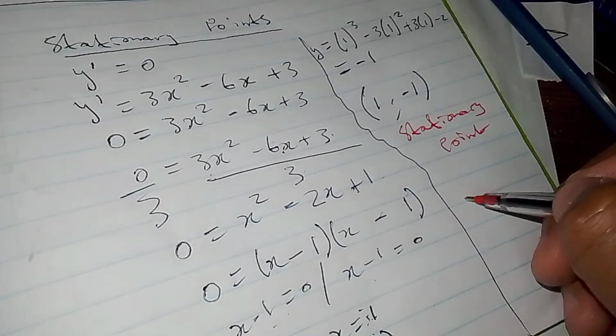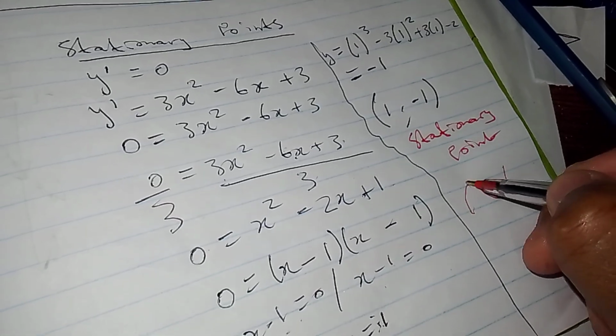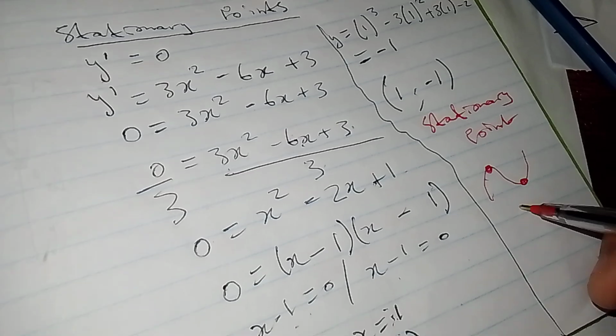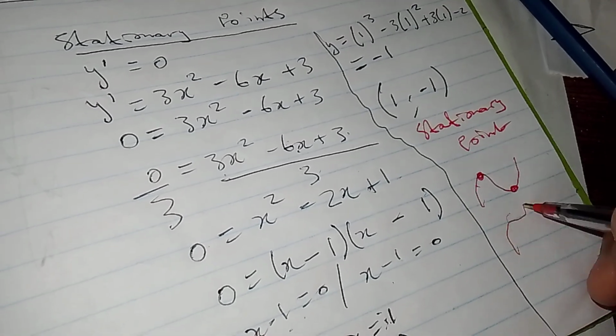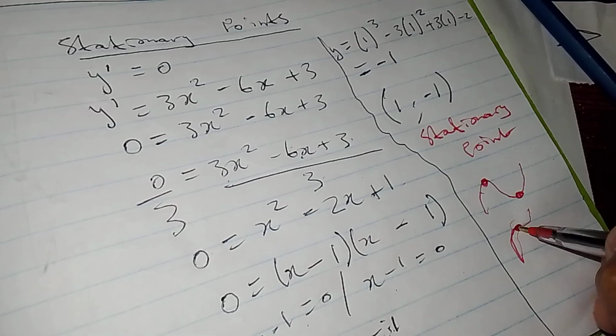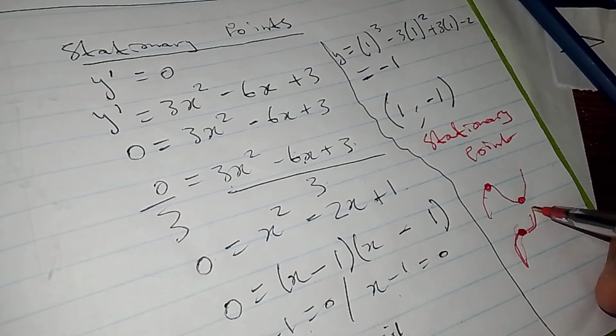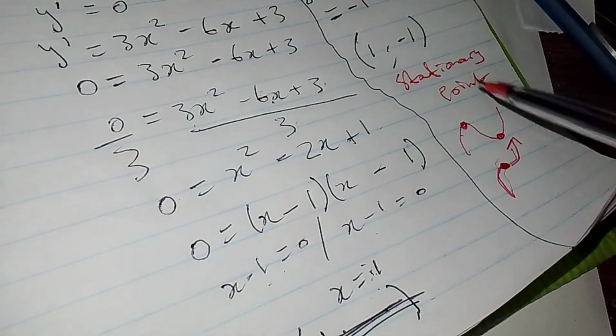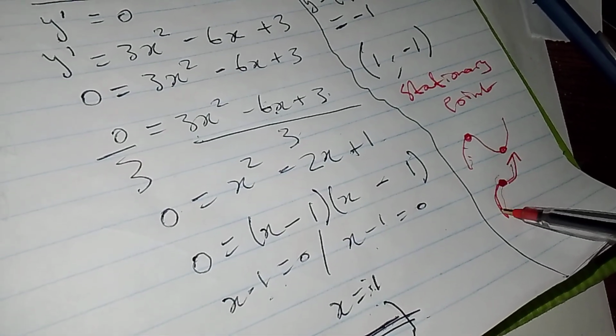Normally when the graph is like this, for example, you have this stationary point and this. But here we don't have 2. We only have something like this. You have one stationary point, so you have one stationary point in this case. So this and this are not the same.